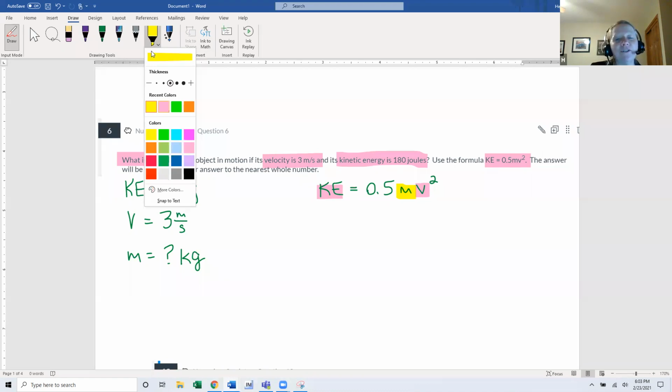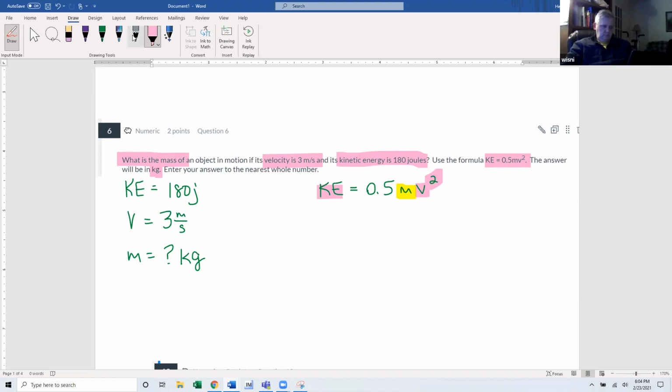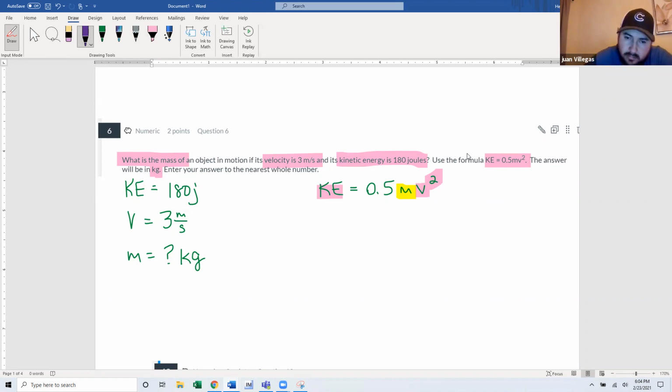So what do you want to move first? Do you want to move 0.5 or do you want to move the V squared? Anybody care? Got a preference? I think the V squared. Move the V squared first? V squared, yep. Okay, sounds good.